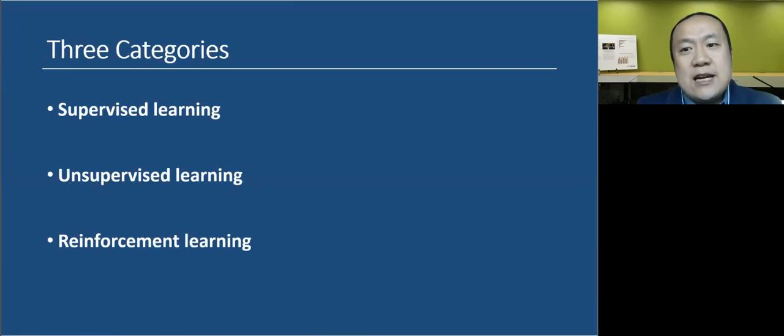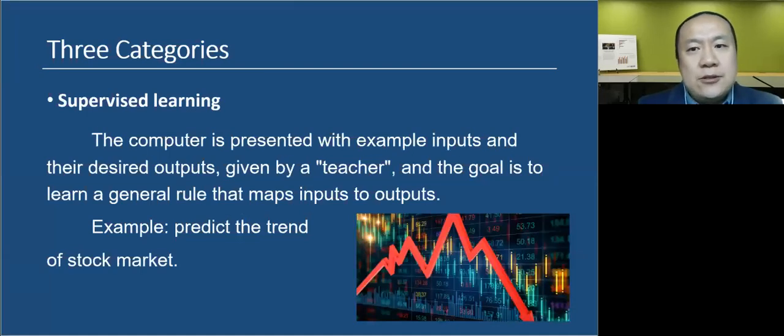So there are 3 types of learning approach here. They are called supervised learning, unsupervised learning, and reinforcement learning. We will discuss them one by one. So the first one is supervised learning. The definition is the computer is presented with example inputs and their desired outputs given by a teacher. And the goal is to learn a general rule that maps inputs to outputs. A very traditional example is predicting the trend of stock markets. Also, we can predict the weather for tomorrow. That is also an example of supervised learning.